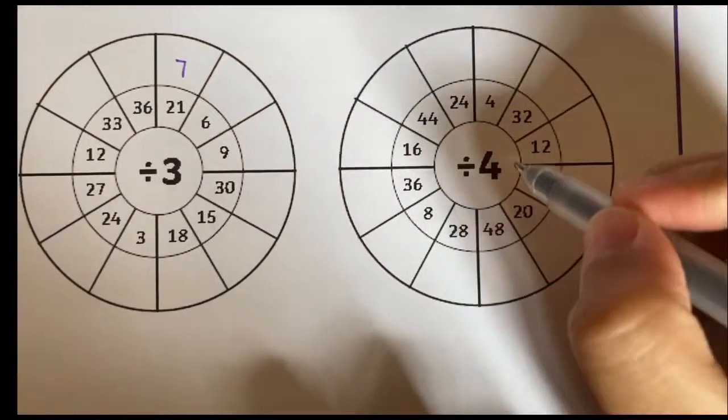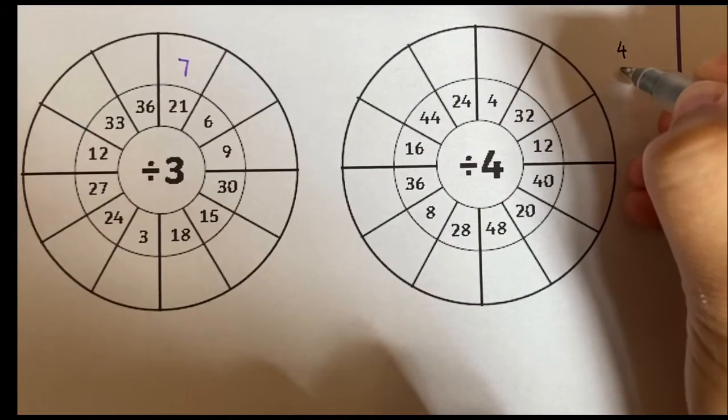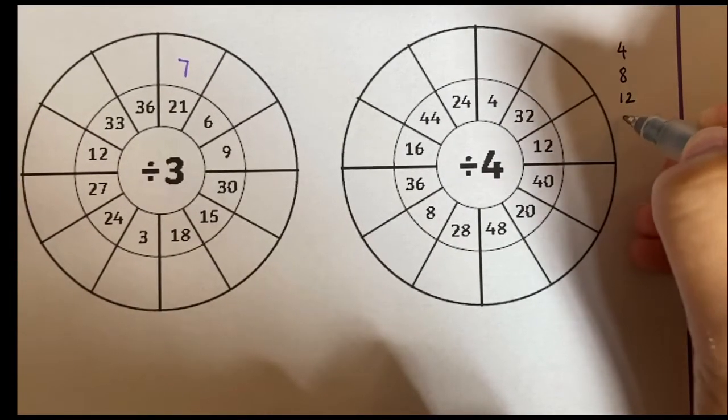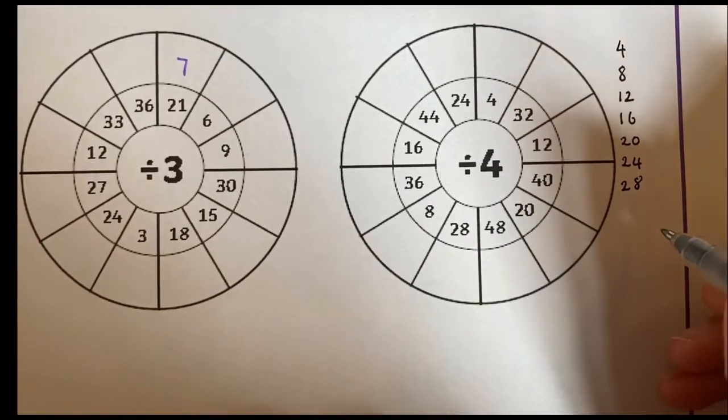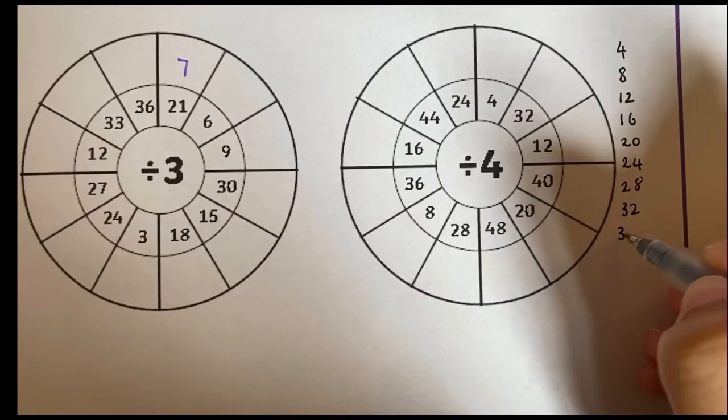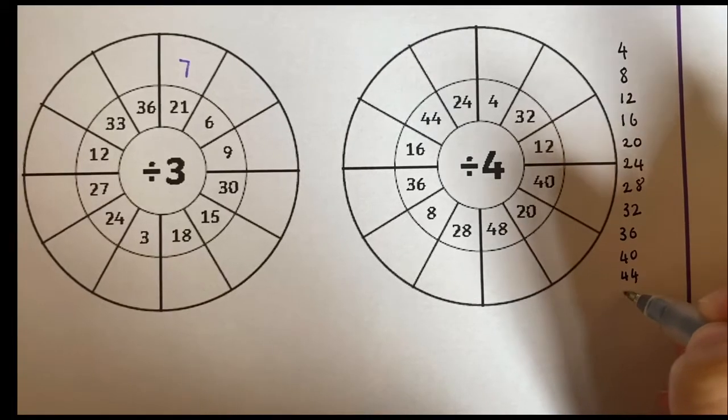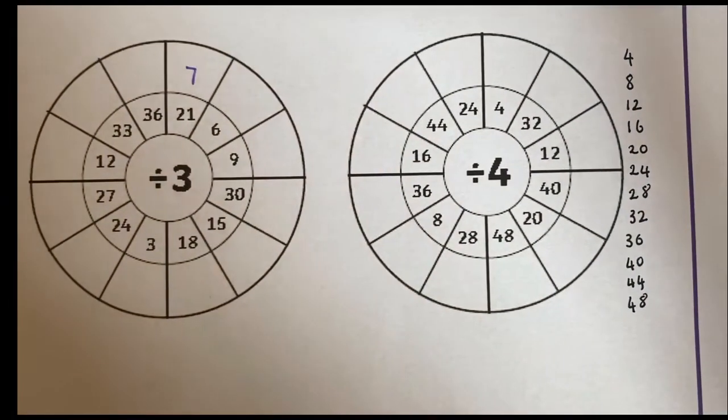Carry on with this for the fourth wheel and repeat this for lesson 2 and lesson 3. Can you write out your division facts, and can you find the link between your division facts and your multiplication facts?